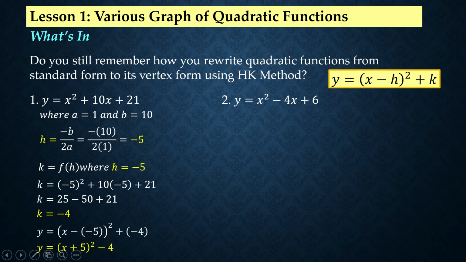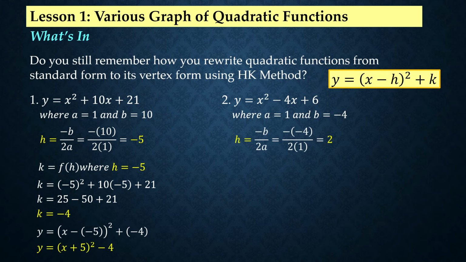Okay, next. Second example, y is equal to x squared minus 4x plus 6, wherein the value of a is 1, b is negative 4. To solve for the value of h, h is negative b over twice a. So just plug in the values of a and b in the formula. That will give us h is equal to negative of negative 4. Our b is a negative number, so the negative sign outside goes together with the negative sign inside the parentheses.